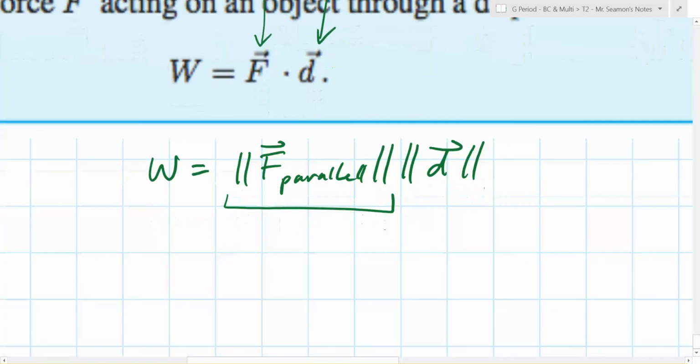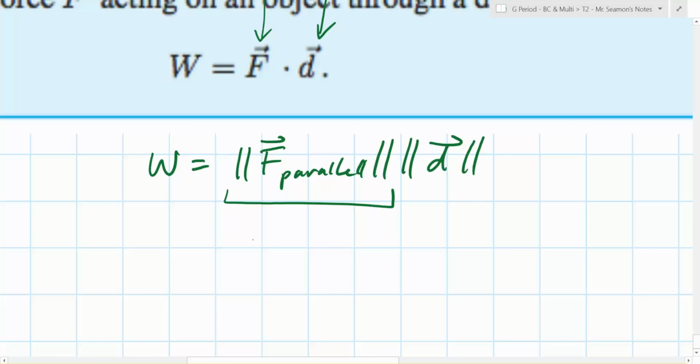What's another way to write F parallel? We figured that out. What is that? F times what? It's the magnitude F times what? Times the magnitude of the direction we want to go in. Is it D? What is it? What do we think here?